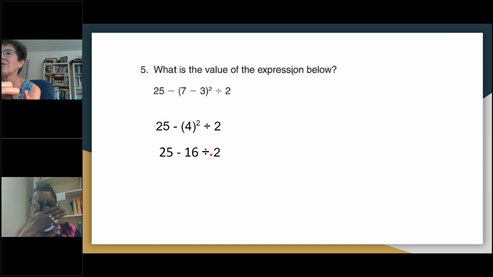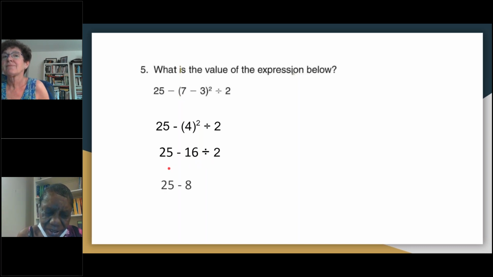and then divide by 2. But what all the mathematicians all over the world have agreed is that we're going to do multiplication and division first, then we'll do addition and subtraction. So instead of saying 16, I'm going to do 16 divided by 2. So we're going to do multiplication and division first. 16 divided by 2 is 8.